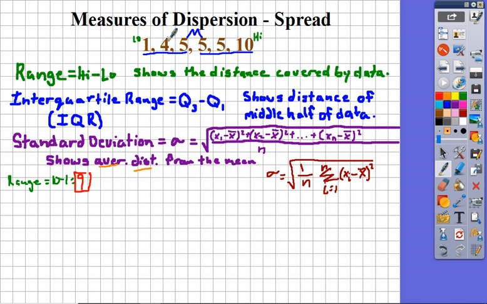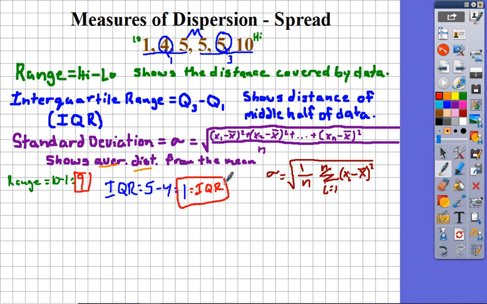So the median here, you can pretty easily see, there's your quartile 1. The median up here, there's your quartile 3. So down here, we can solve for an IQR of Q3 minus Q1, 5 minus 4, and that gives us 1. So our IQR equals 1.